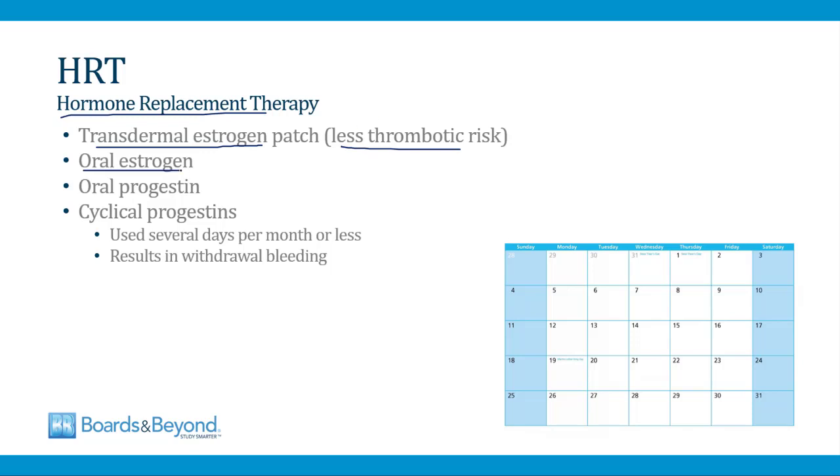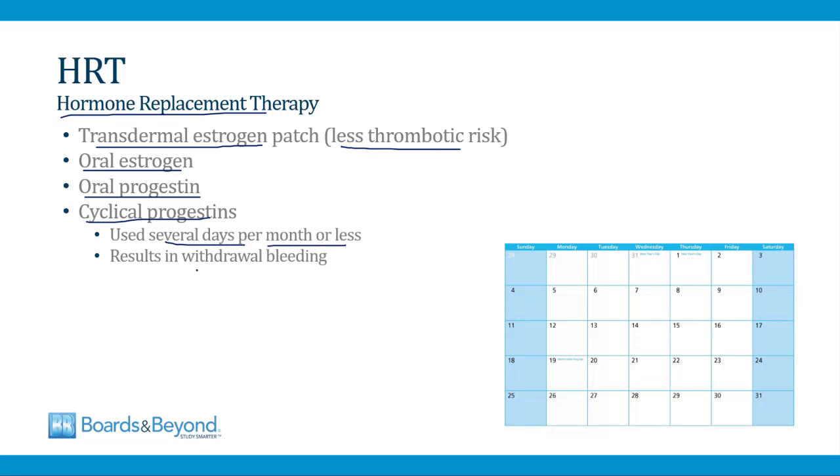There are also oral estrogen preparations and oral progestin preparations, and you should be aware that many women do not take progestins every day for hormone replacement. Instead, they take them cyclically. When women take progestins every day, they can develop mood symptoms like anxiety or depression. So instead, many women take them intermittently, only several days per month, or sometimes even only several days per quarter.